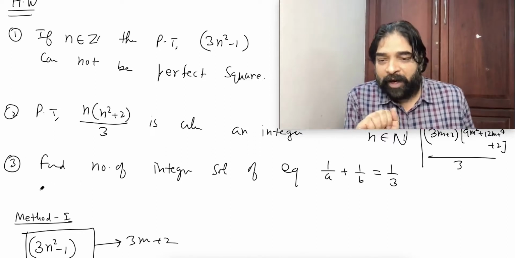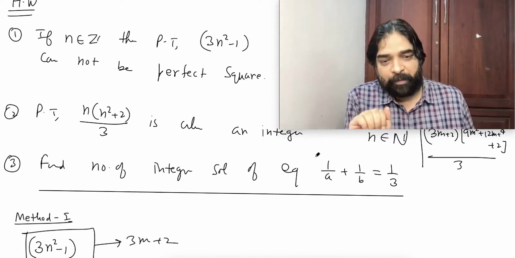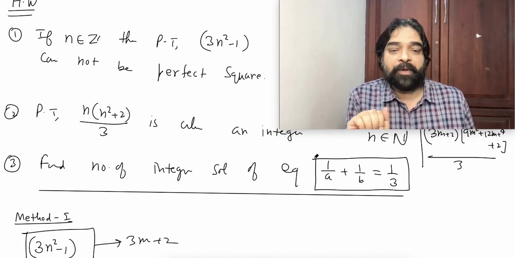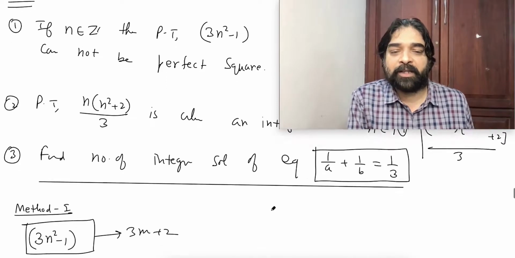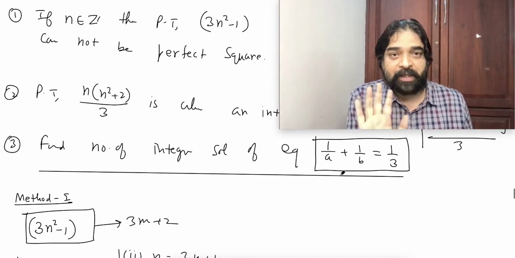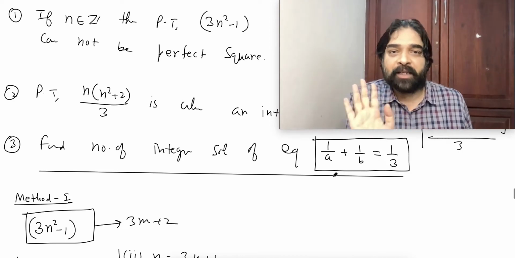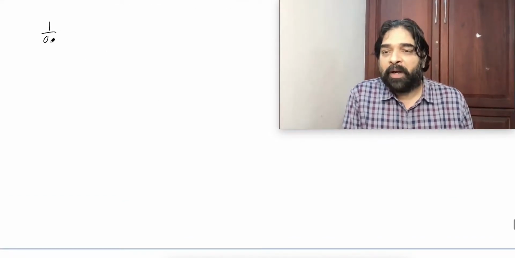Next question, find the number of integral solutions of this equation. It's very simple. If you remember the first lecture of number theory, from there easily you can do. We have to find out the number of integral solutions of this equation. It means a and b are integers. Of course a and b cannot be equal to 0. In mathematics, denominator 0 is not allowed. 1 by a plus 1 by b equal to 1 by 3.